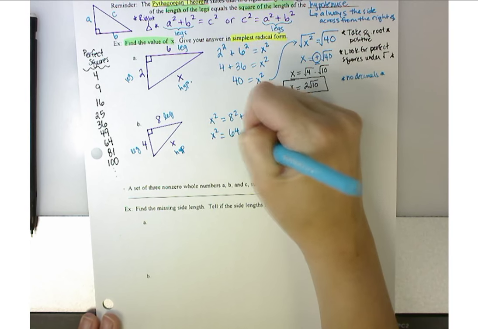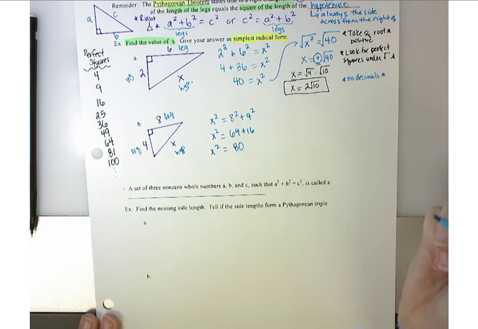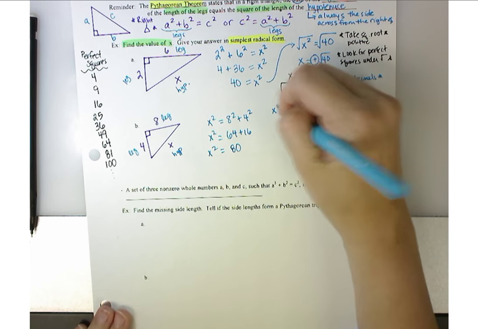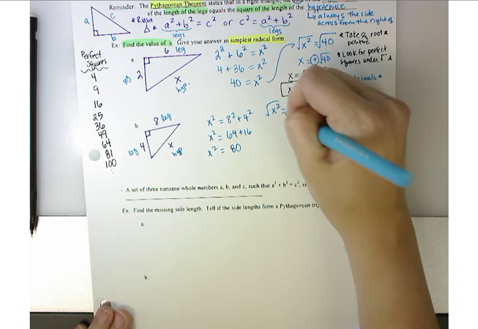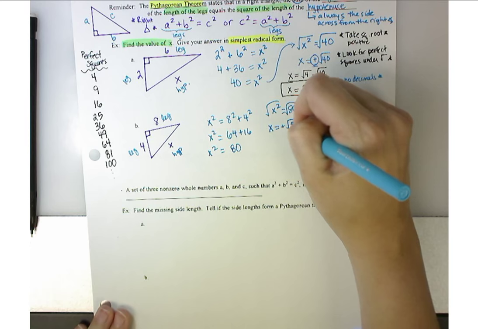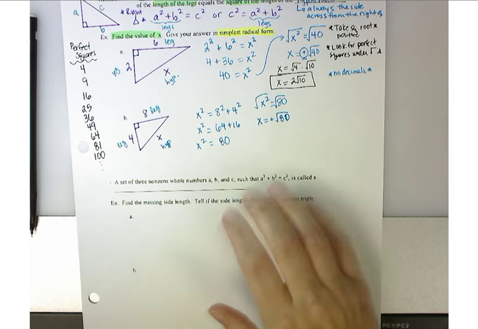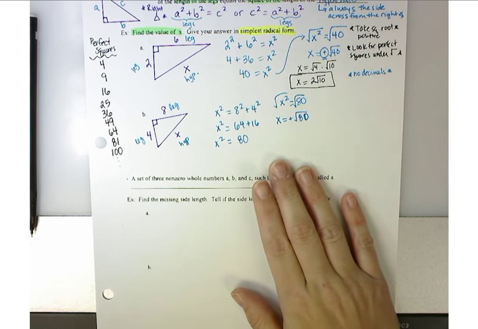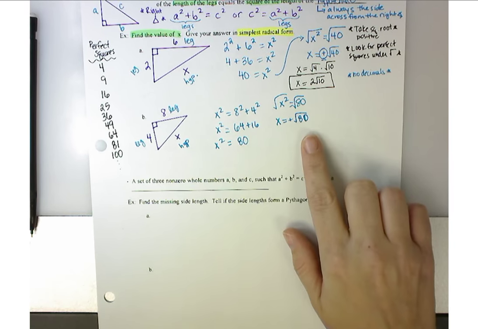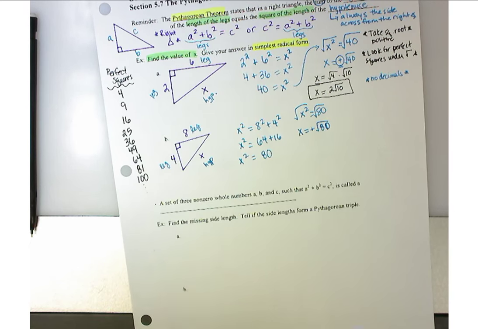So 64 plus 16, which is going to be 80. So then when I get here, I can take the square root. I'm always going to be taking the positive. Okay, and then again, I'm going to be looking for perfect squares. Now, there's a couple different ways you can do this. You can start with your list, and you can see, does 4 go into 80? Yes. Okay, so that's one way you could do it, and I'll show you that way.